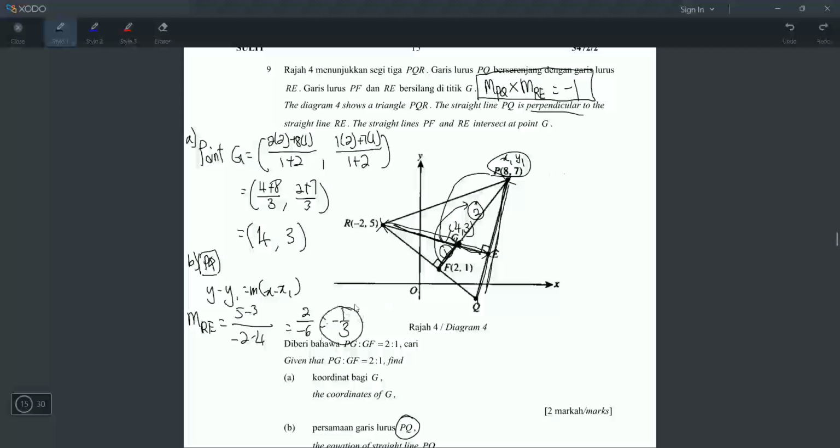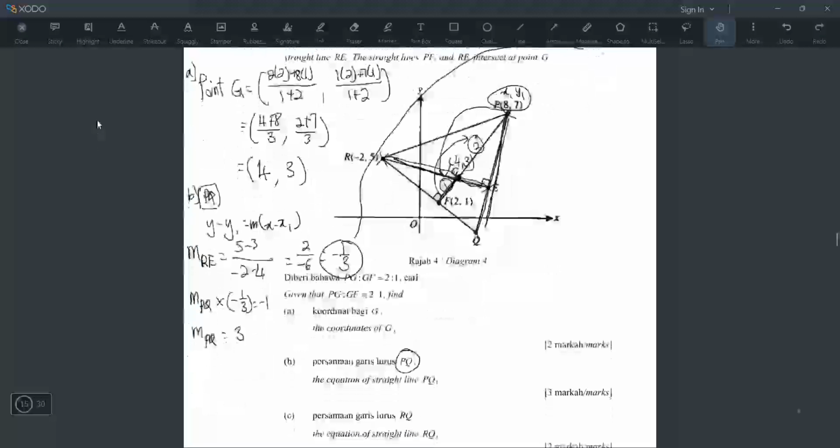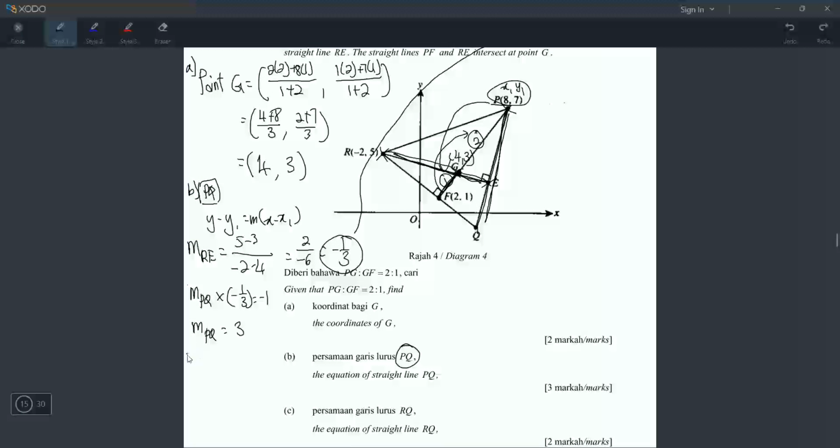And now this negative 1 over 3 will go inside here. So now it becomes gradient of PQ times negative 1 over 3 equals negative 1, right? And then to get the gradient of PQ, I can take negative 1 bahagi negative 1 over 3, which is 3. You can use your calculator to help you. So your gradient of PQ is 3. And now you have your gradient and you also have the point it passes through, which is 8, 7. And now you can use this formula, right?